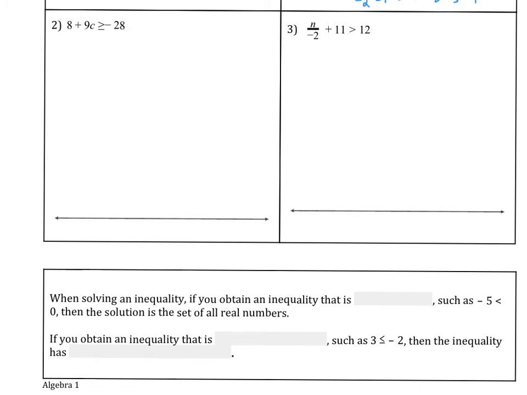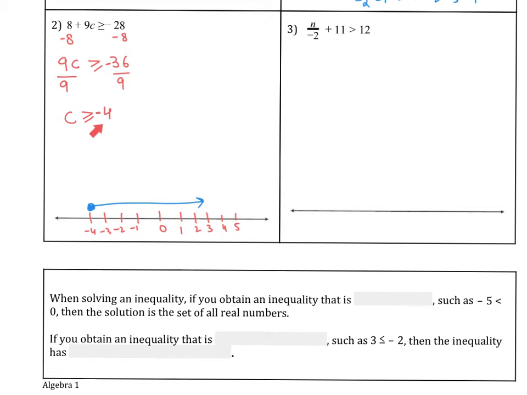Now let's discuss number 2. To find c by itself, you're going to subtract 8 on both sides first. When you subtract 8 on both sides, you get 9c greater than or equal to negative 36. Divide both sides by 9, and you get c greater than or equal to negative 4. You make a number line, and on top of negative 4, you make a closed circle. Since c is greater than, it's going to go to the greater side.